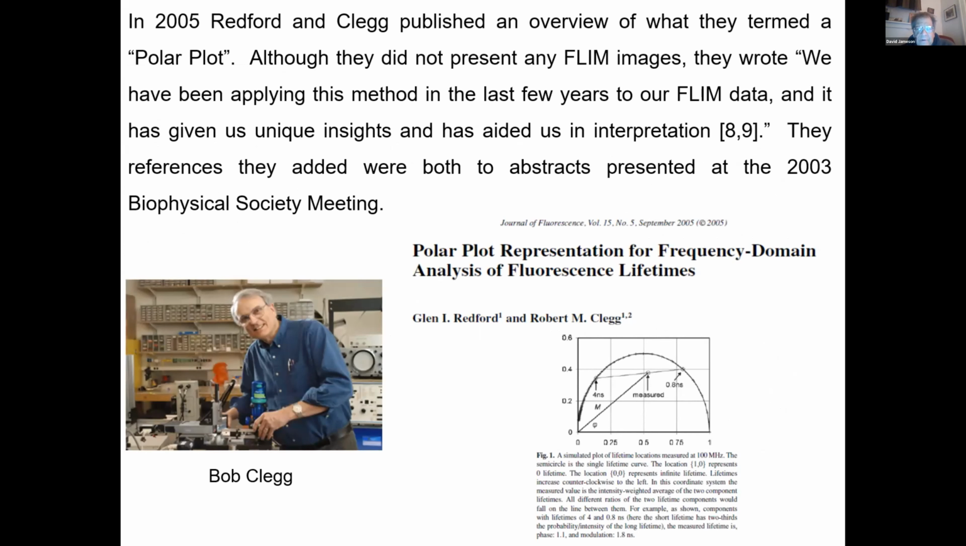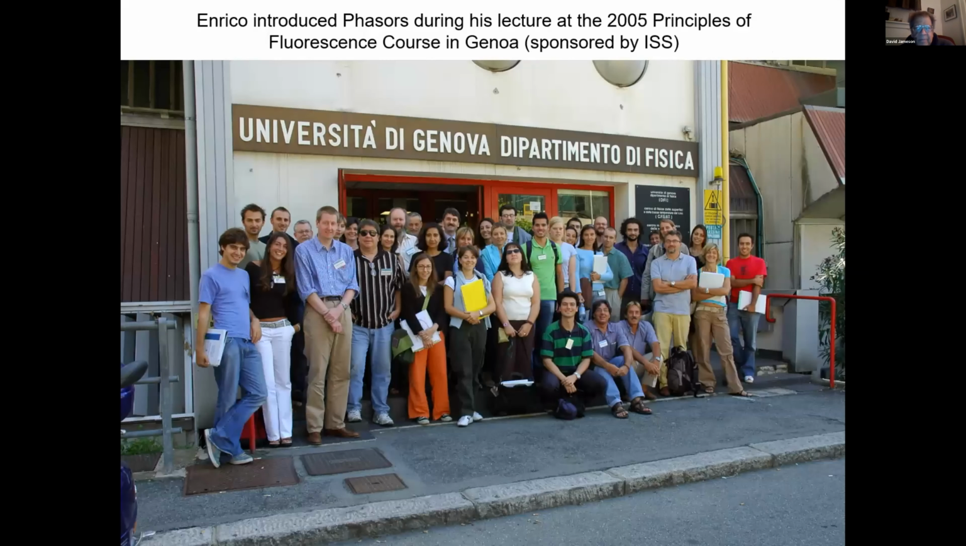Bob Clegg, though, in 2005 with Redford, made what they call the polar plot, which again is the same concept. They didn't present FLIM images, but they wrote that they had been applying this the last few years to FLIM data, but these were only in abstract, so we never saw it. And unfortunately for all of us, Bob Clegg died not too long after this, which was a real loss to the fluorescence community. He was an unbelievably talented person. So they have the polar plot.